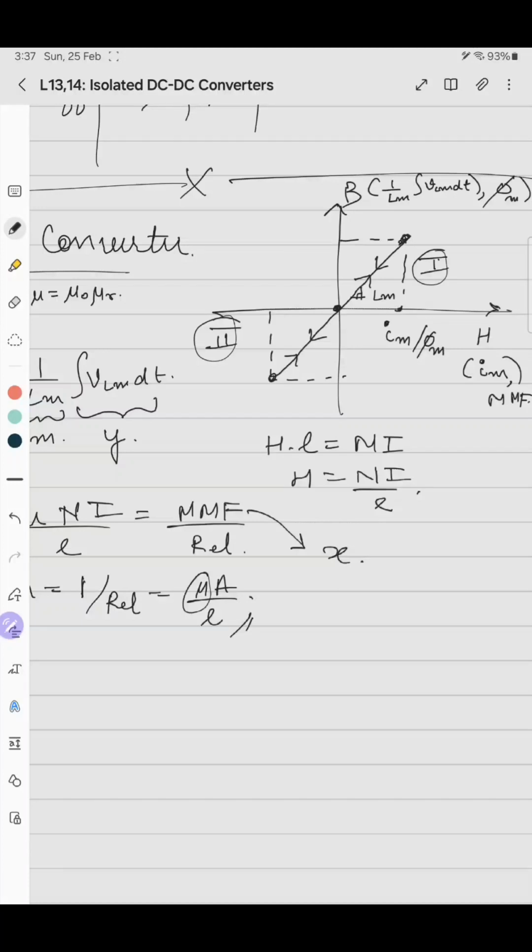Quadrant number 2 and 4 has no physical significance. It means that if Im is negative, B is positive. It means that when you are removing energy from the inductor, it is getting magnetized, which is not the case. Or Im positive and B negative means if you are energizing the inductor with a positive Im current, it is getting magnetized in the opposite direction, or it should be, it will provide energy. Basically, that is the thing. So the product of B into H should be positive always.